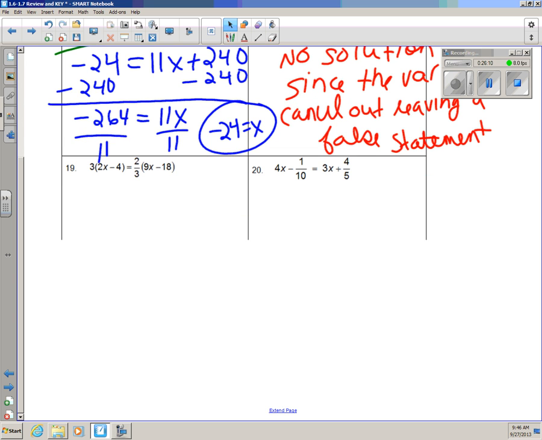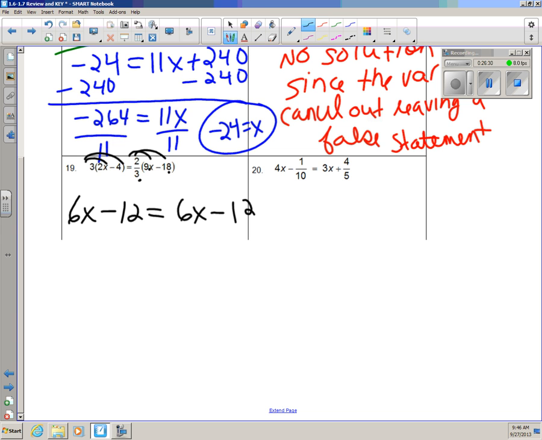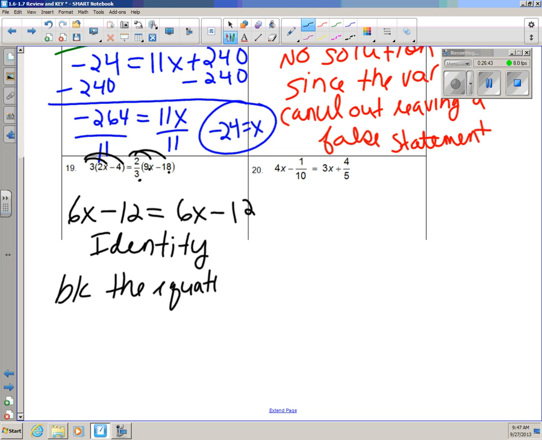Okay, next one. Let's do a little bit of distributive property. 3 times 2x, 6x. 3 times negative 4, negative 12. Let's do some math. 2/3 times 9 is just 9 times 3, which is 3, times 2, which is 6x, minus, do math again, 18 divided by 3 is 6, 6 times 2 is 12. Holy smokes, it's the exact same equation. It's all solutions, infinitely many solutions. I'm going to call it identity because the equation is the same on both sides.